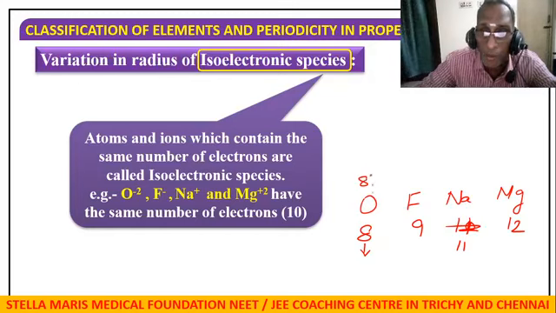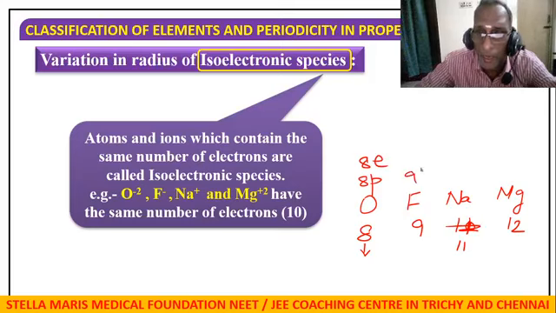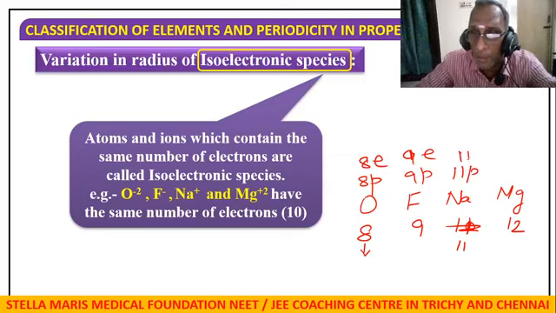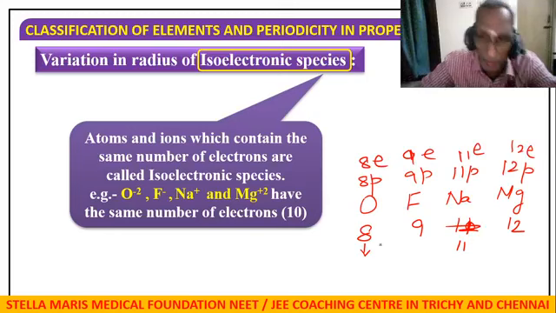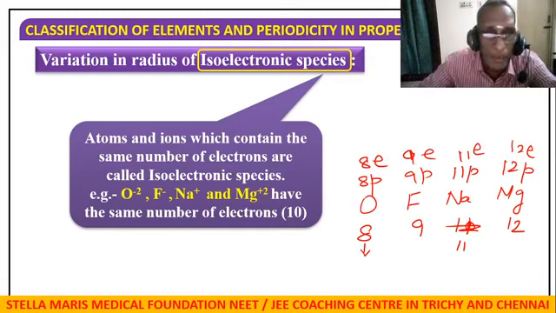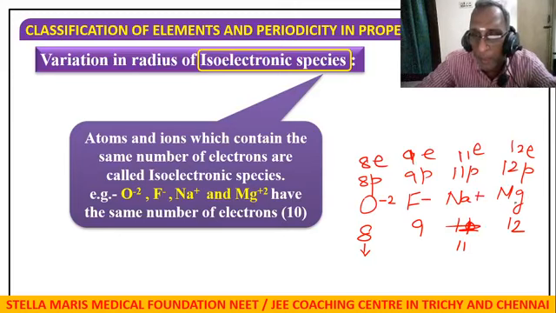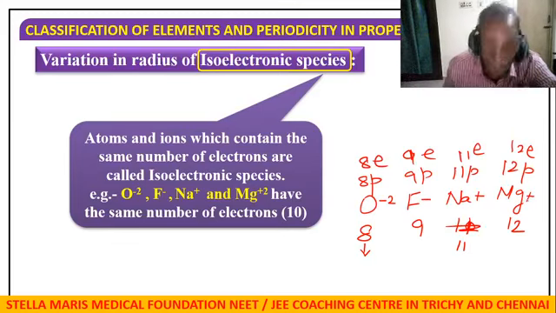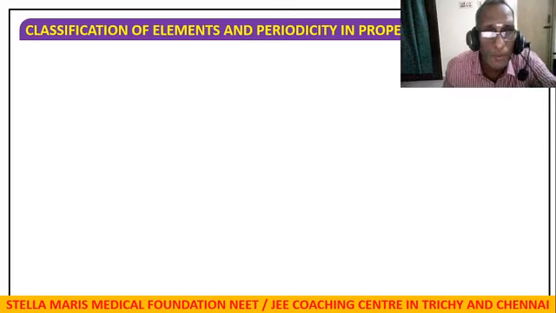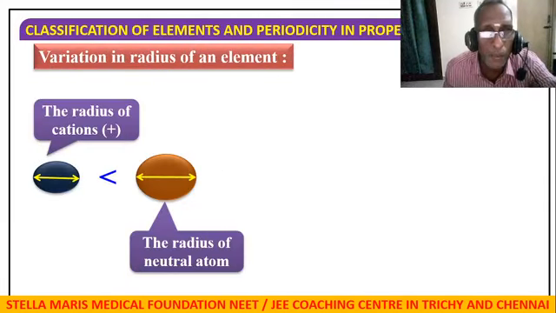So there are 8 protons and 8 electrons in oxygen atom. Fluorine atom, 9 protons and 9 electrons. Sodium atom, 11 protons and 11 electrons. Magnesium atom, 12 protons and 12 electrons are there in the neutral atom. But they have considered the charges: O2 minus, F minus, Na plus, Mg 2 plus. Just now we have seen how an ion will be formed.